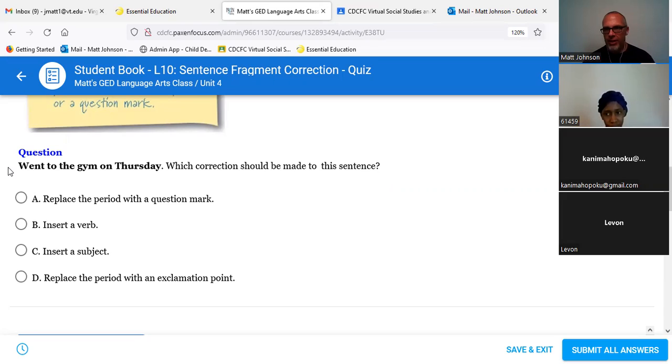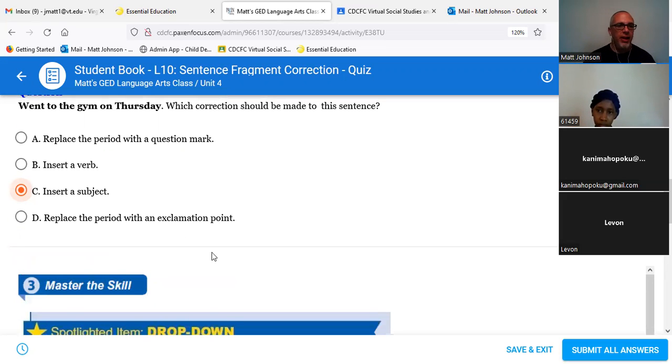So there would be a number of ways we could do that. I went to the gym on Thursday. She went to the gym on Thursday. Lisa went to the gym on Thursday. But we need to have a subject, right? That's a statement. It's ending in a period, so it's just explicitly stating an action that somebody did. But we don't know who without that subject. So C, as in cat, we need to insert a subject there to complete that sentence.